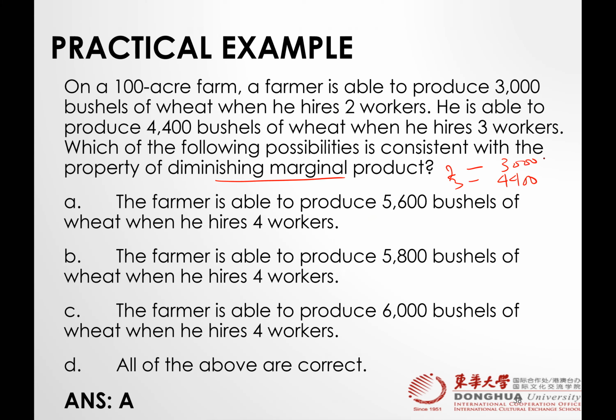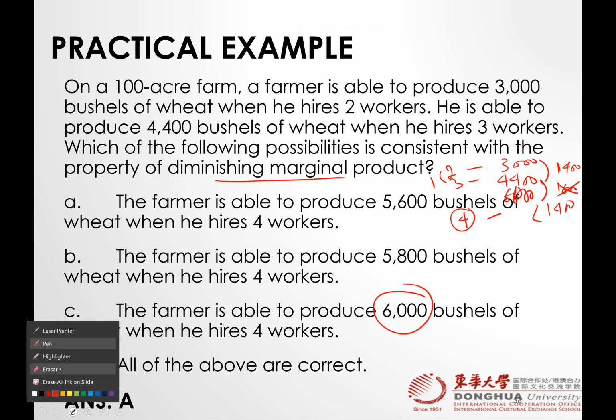So what is the marginal product here? 1,400. The additional worker is helping to produce 1,400 more. And if they hire a 4th worker, he should be producing less than 1,400, not even equal to 1,400. So if the total bushels are 6,000, what is the difference here? 1,600. It cannot be the answer.